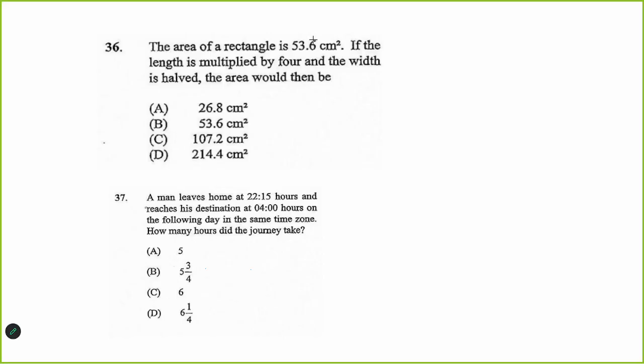This one here, you multiply this by 2, which is 107.2. This one here, how many hours did he take? So that's 22:15. That is 10:15 in the night, and then 4 o'clock in the morning. So that's 10 to 11, 11 to 12, 12 to 1, 1 to 2, 2 to 3, 3 to 4. That's 6.25 hours, I believe, is the answer.